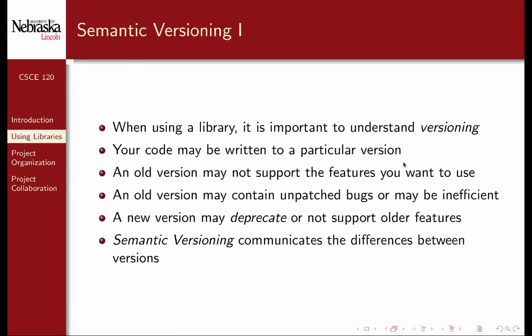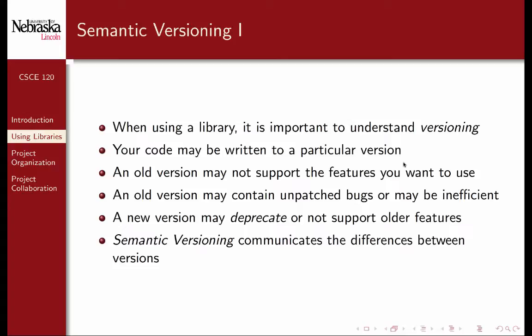Another thing to understand in software development when using a library is versioning. Typically, when a new version of a library comes out, a new version number is associated with it. Your code may be written to a particular version. An older version may not support the features that you want to use, or it may contain unpatched bugs or inefficiencies that then negatively affect your project. New versions may deprecate or no longer support older features.